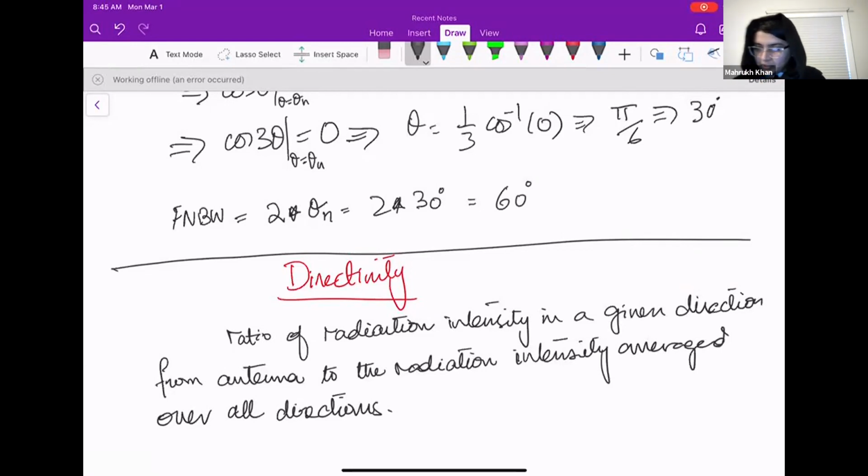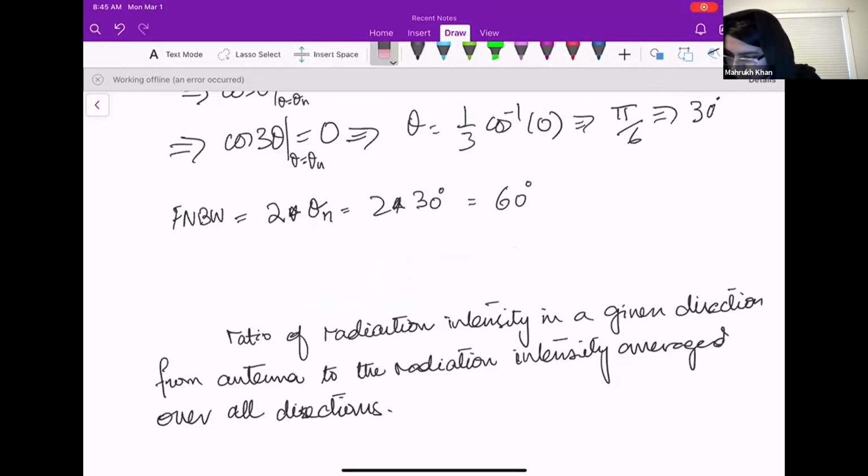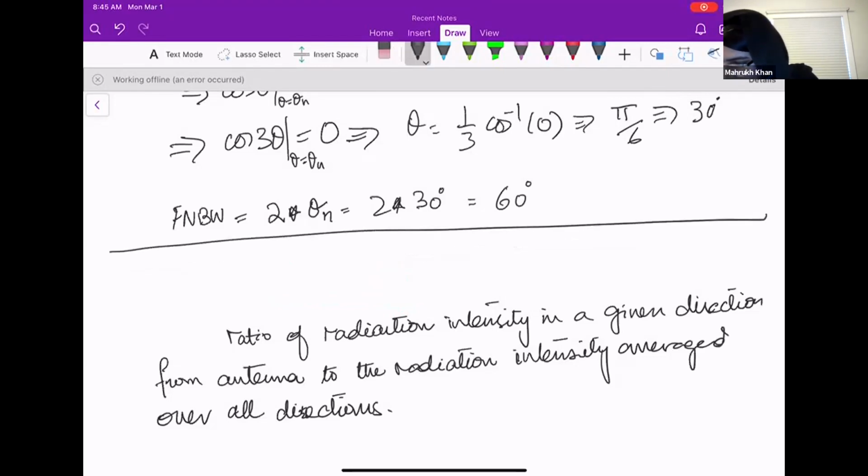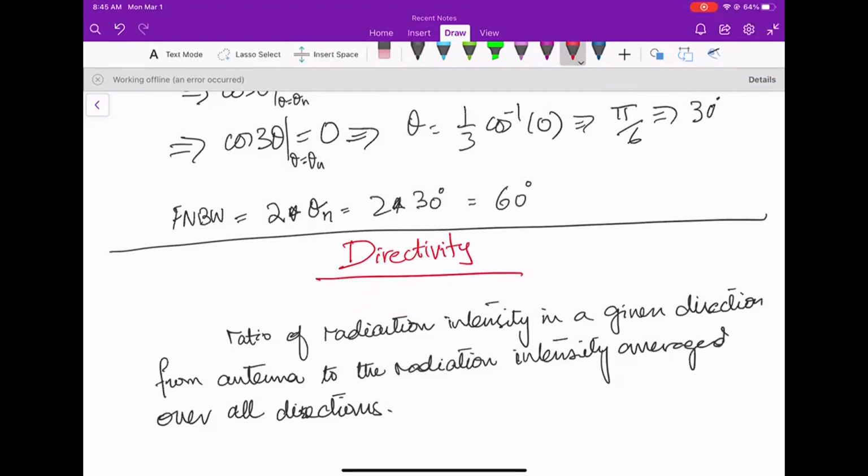Over all directions. What word? The word in red. I just wasn't sure what that said. Oh, okay. What does it say? I will write it a little bit more clearly. Oh, that's what I thought it was. Directivity. Okay. No, it's good.